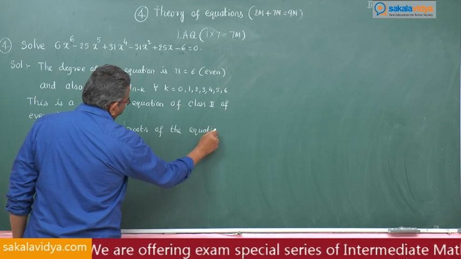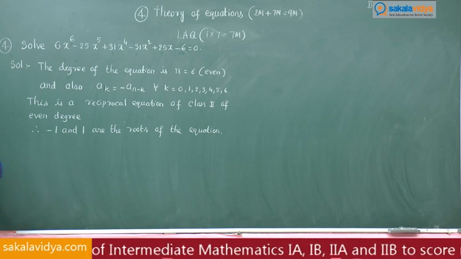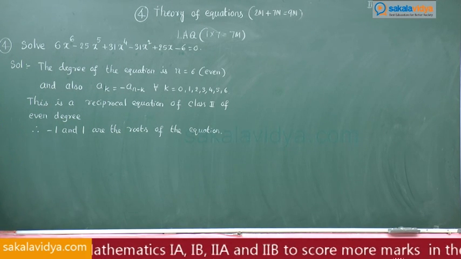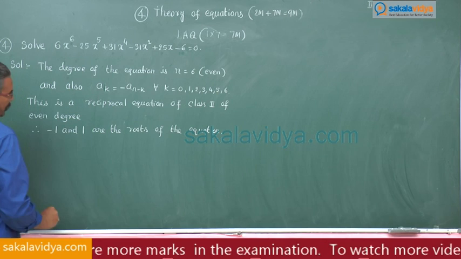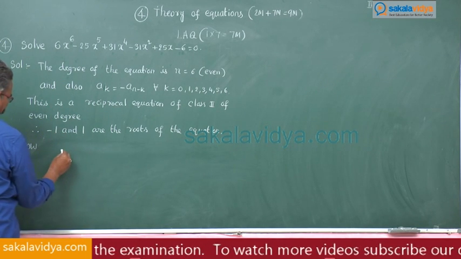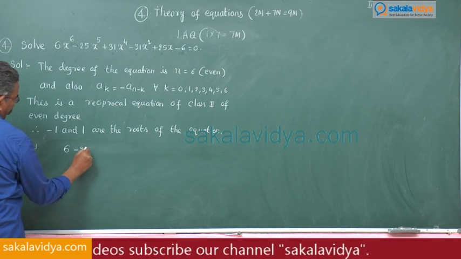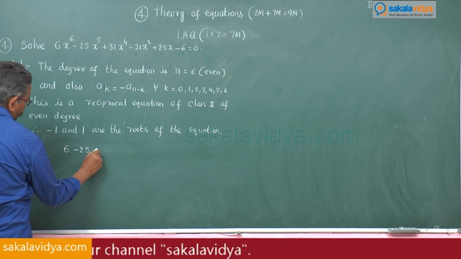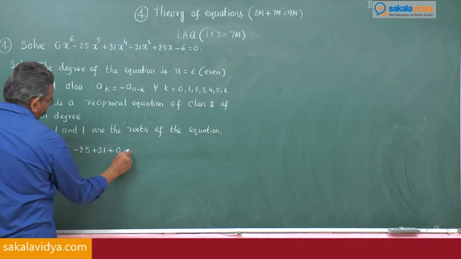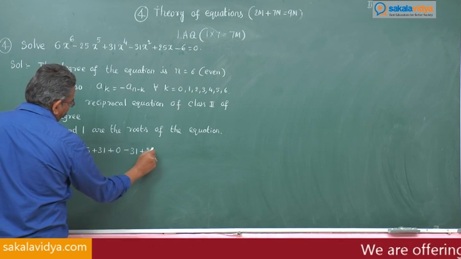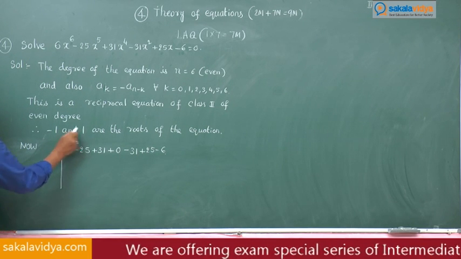So, now we have to find out the reduced equation. That reduced equation will be a standard reciprocal equation, so that we can solve it. So, rest of the roots we can find out. So, now synthetic division, let us apply. 6 minus 25 plus 31 plus 0 minus 31 plus 25 minus 6. First, let us divide with 1.